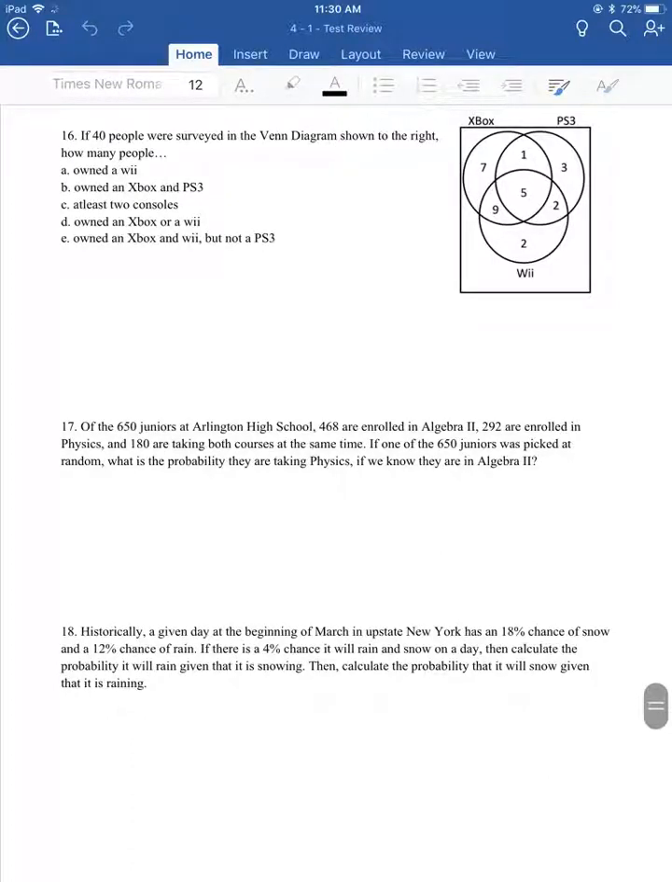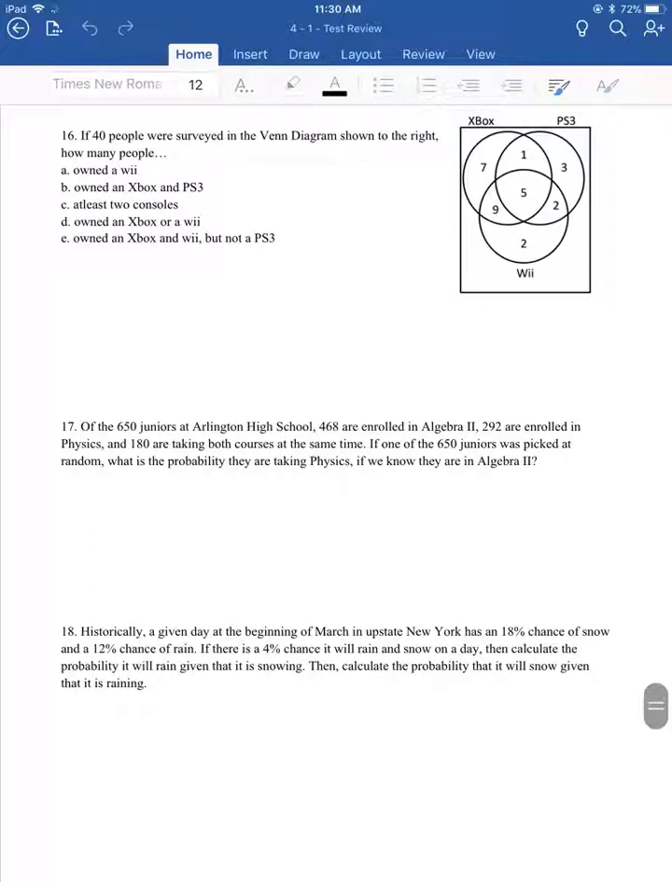Okay, for number 16, if 40 people were surveyed in the Venn diagram shown to the right, how many people did each of those things? The problem I have with this Venn diagram is that it just doesn't have a number in the corner to tell me if anybody is missing. So let's just make sure. If we add all those numbers together, they should add to be 40 if everyone was included.